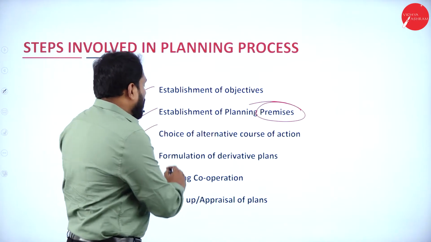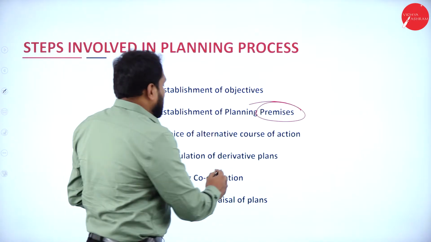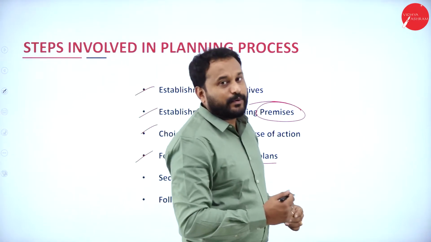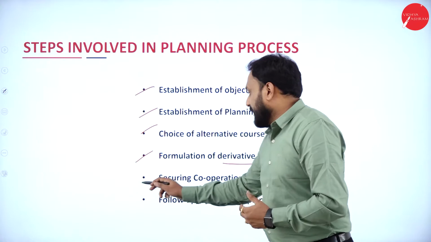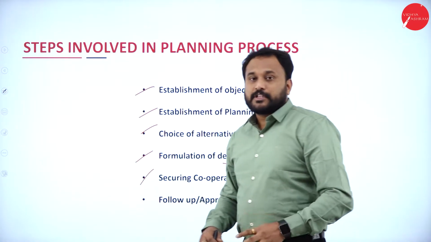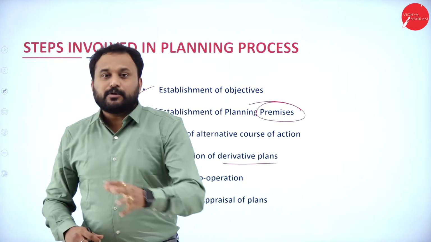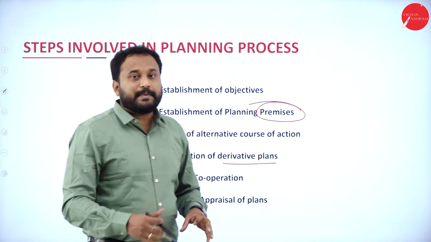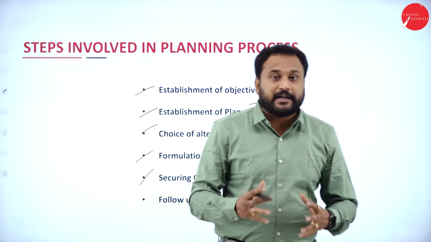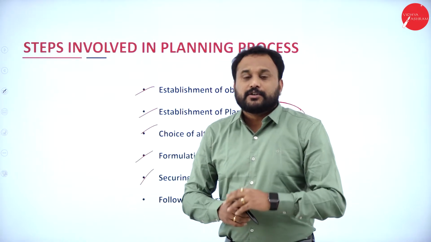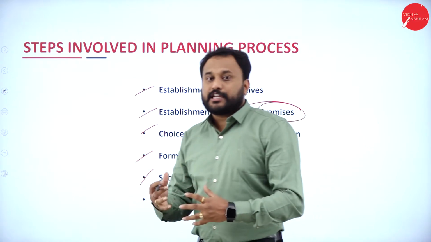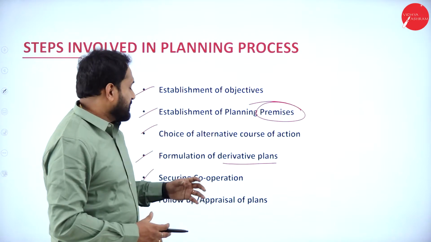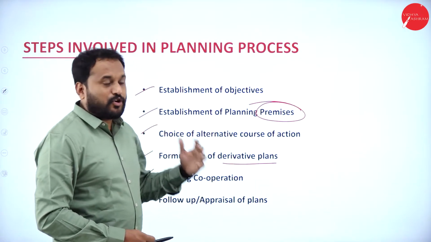The next one is formulation of derivative plans. Now you will start counting which is the best course of action, and then you will go with a derivative plan. And later we have securing cooperation. Understand here, the people who are working with you should also know what exactly the plan is, and then the cooperation will be better. Here you will have that oneness of working together, and that is the manager's responsibility, that you should always ensure cooperation.